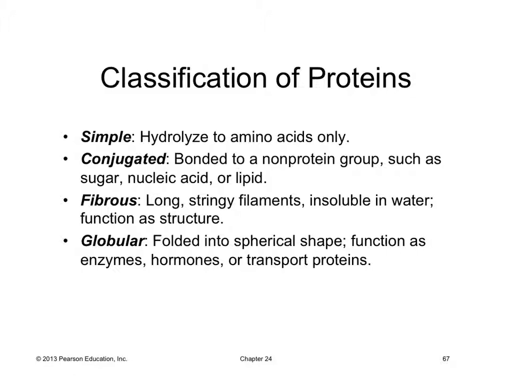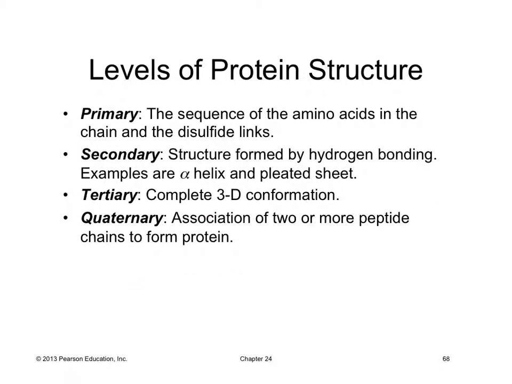There are different classifications of proteins. Simple proteins hydrolyze to the amino acids only. Conjugated proteins are bonded to a non-protein group such as sugars, nucleic acids, or lipids. Fibrous proteins are long stringy filaments insoluble in water and function as structure, and then globular proteins are folded into spherical shapes and function as enzymes, hormones, or transport proteins. There are different levels of protein structure: primary, secondary, tertiary, and quaternary.